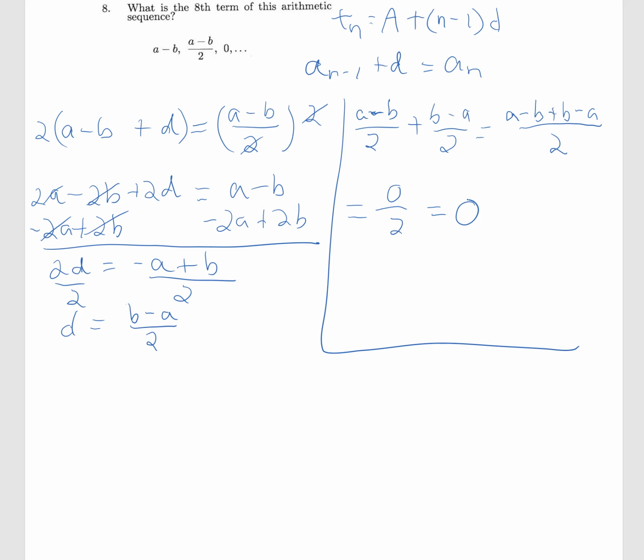Now we still need to find the 8th term of the sequence, but now we have everything to plug into our equation. I'm using this equation up here, and I want to find the 8th term. So that's T8, and that equals the first term, which is a minus b, and our n is 8. So we have 8 minus 1 here. And we've just found that our d is b minus a over 2. All right, so now we just need to evaluate this out. Let's see what we get.